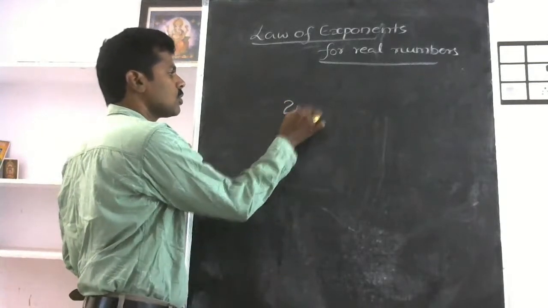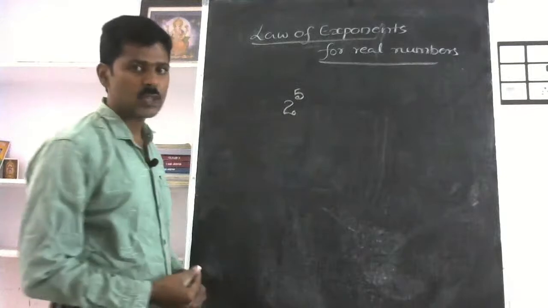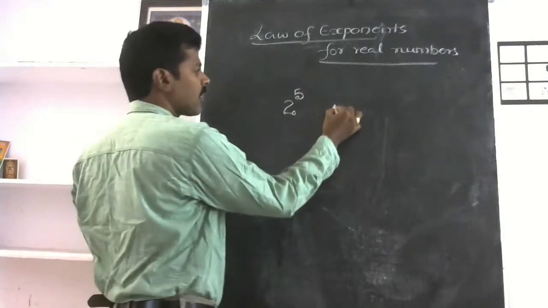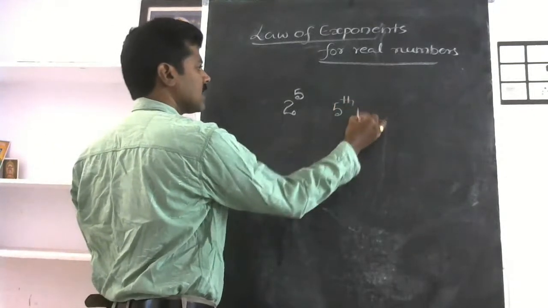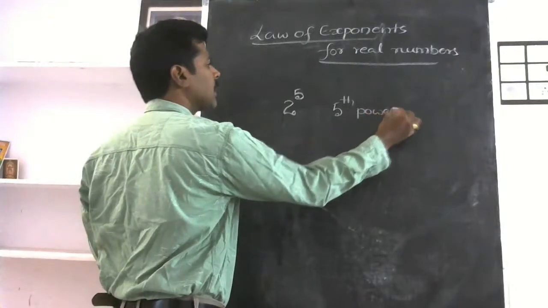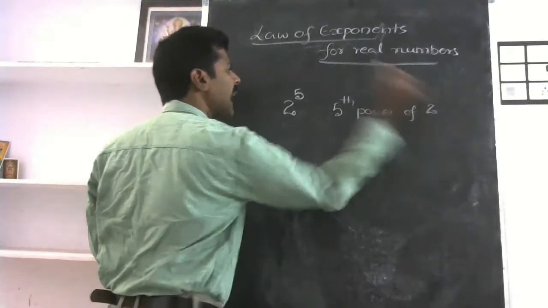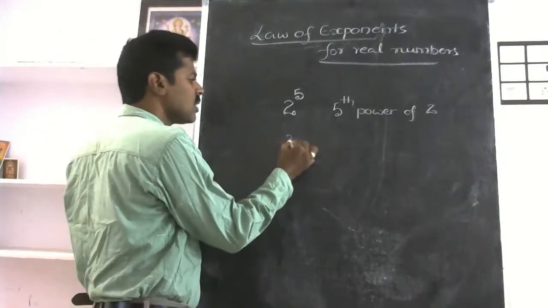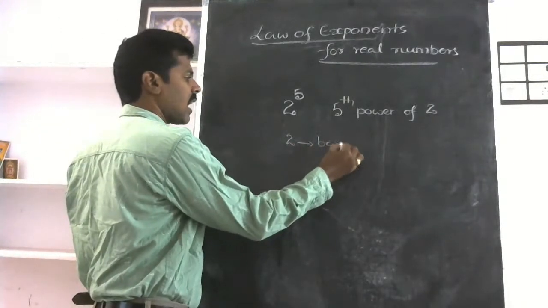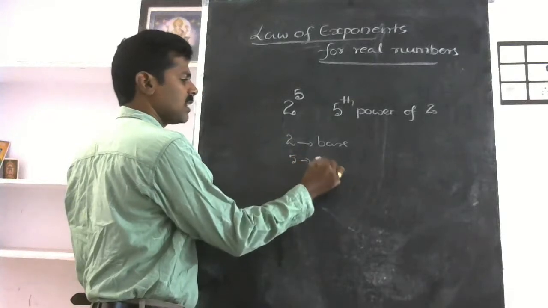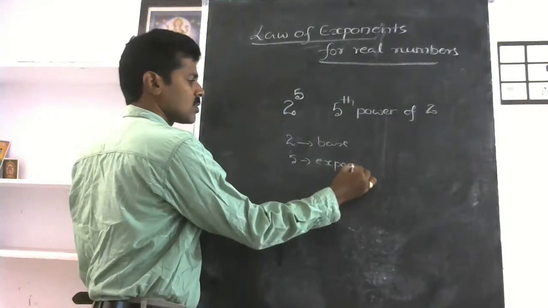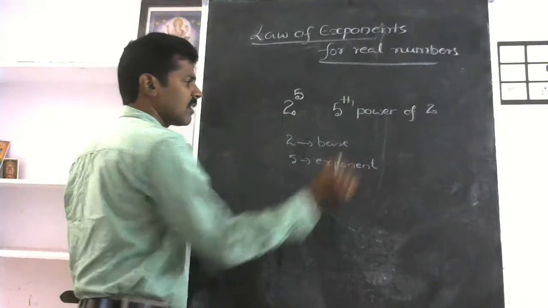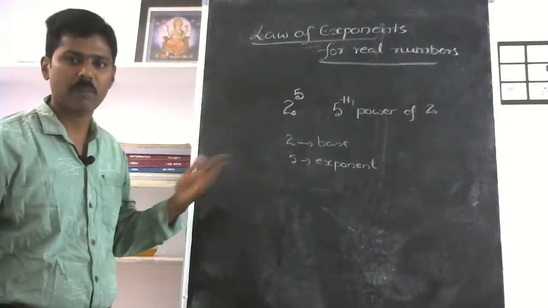If you go with 2 to the power of 5, this one is called the fifth power of 2. It is notated as, and read as, the fifth power of 2, whereas 2 is called the base and 5 is called the exponent. So I think you may understand the difference between the exponent and the power.